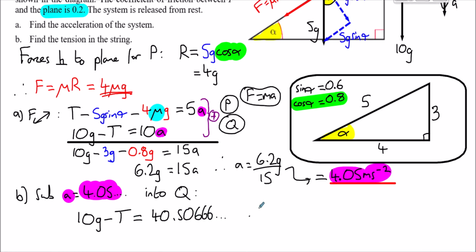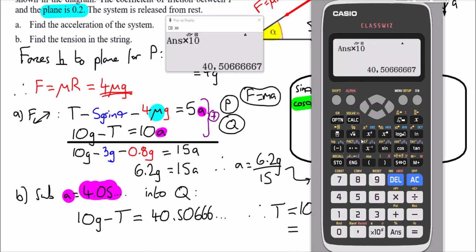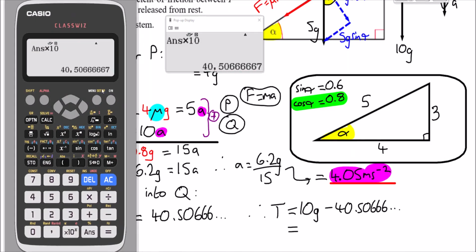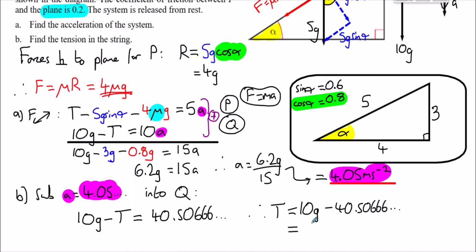Therefore, if we just rearrange this, so add T to both sides, and subtract the 40.50 number, T is 10g minus 40.50666, and so on and so forth. That's going to give us an answer. I'll just move this calculator to the side so we can see. 10 times 9.8, subtract the previous answer stored on the calculator. I get this value, and that rounds to 57.5 newtons to three significant figures.